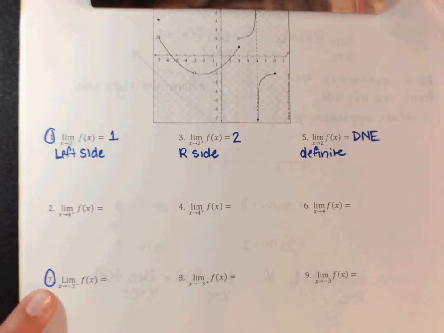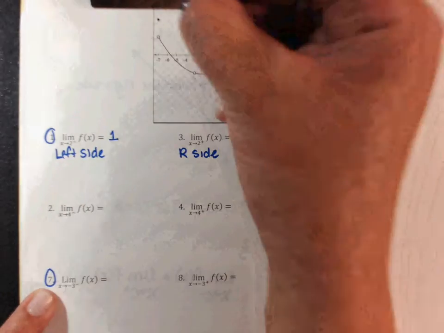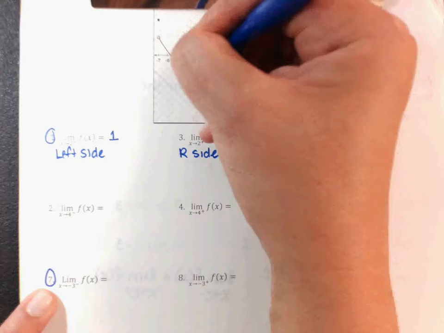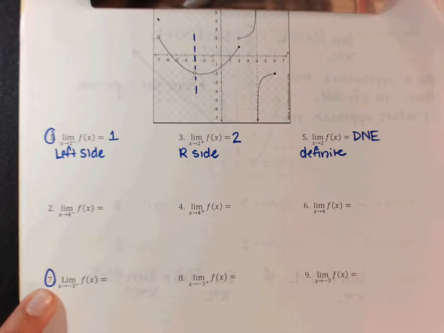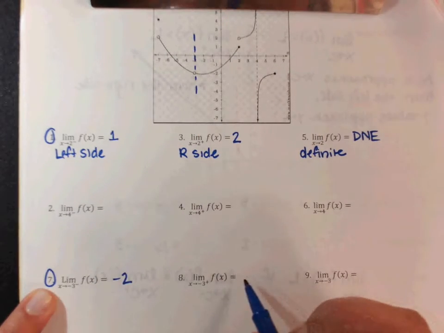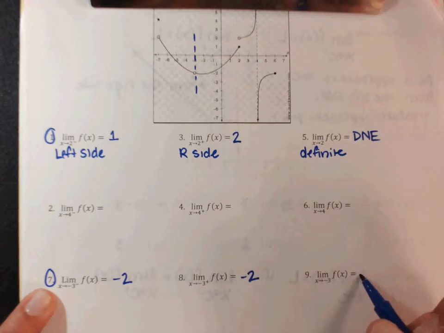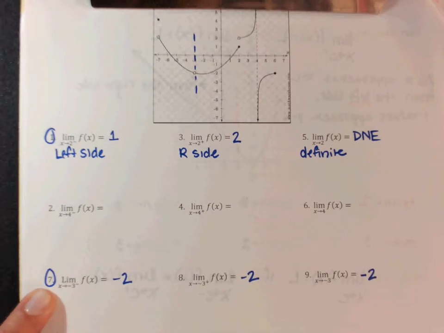Skip to row seven. We're doing negative three. Negative three is here. What is my left limit? -2. What is my right limit? -2. What's my overall limit? -2. Okay, next one we're looking at is six.